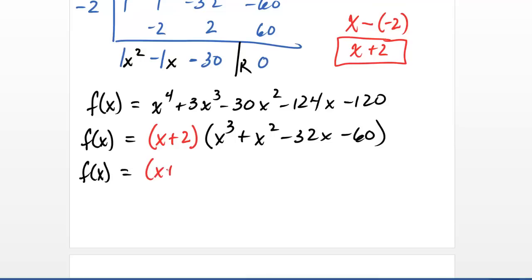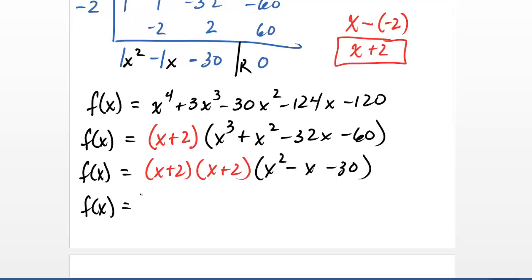So I had a second factor of x plus 2, and that left me with the depressed polynomial of x squared minus x minus 30. Now it's my job, now that we're down to a quadratic, to just factor that as necessary. And so I will be left with the following factors.